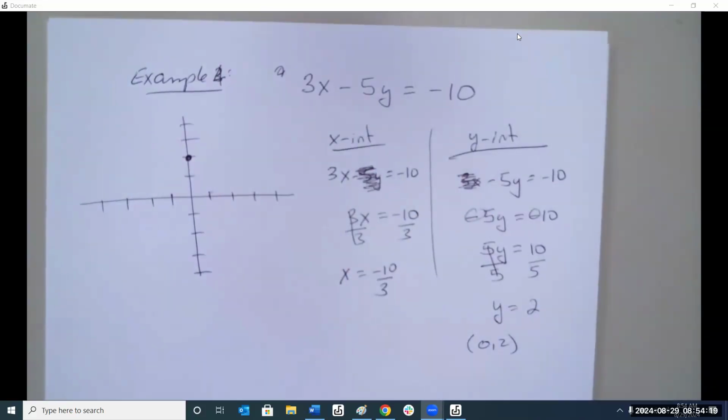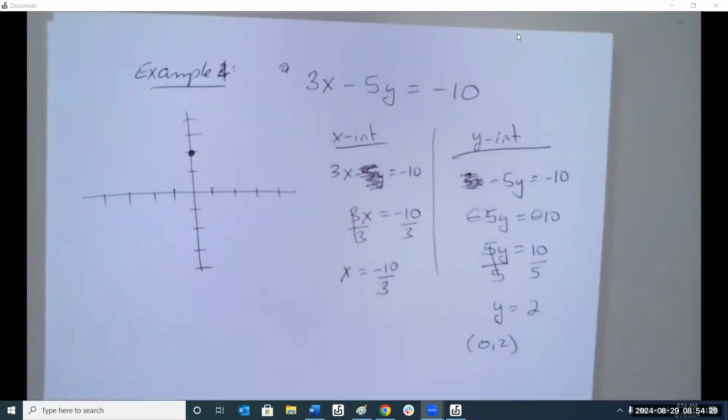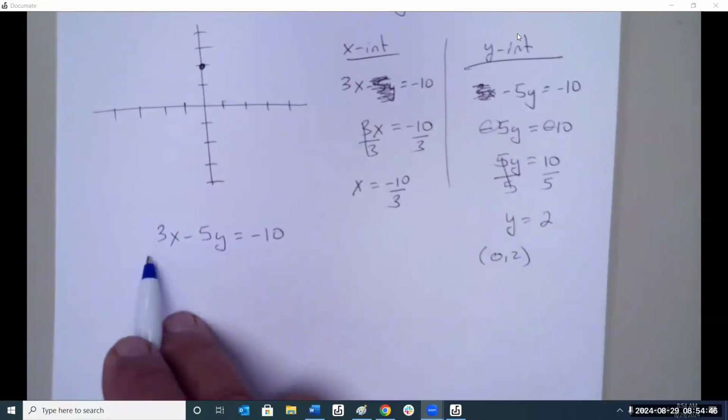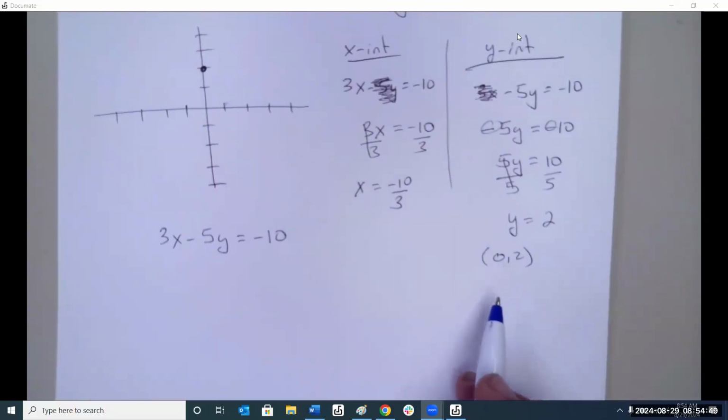So to draw a straight line, what do we need? We need 2 points. Once you have 2 points, you connect the dots and there's a straight line. So with this equation, how do we find another point? If we plug in 2 for y, x is going to equal what? 0. So we can't do that. Okay, let's do that.